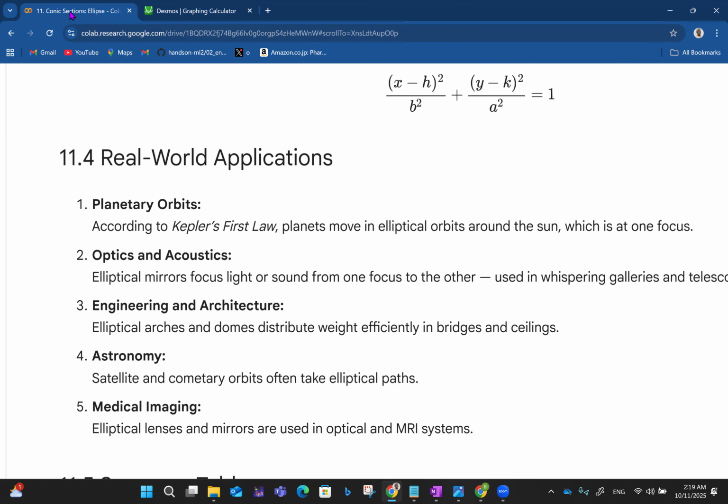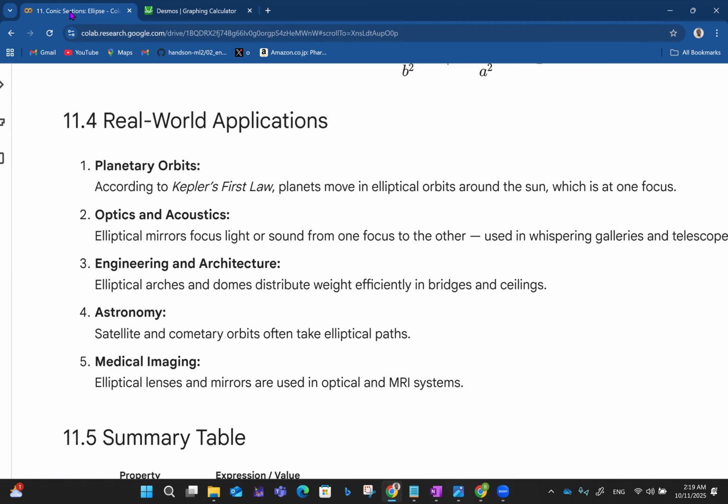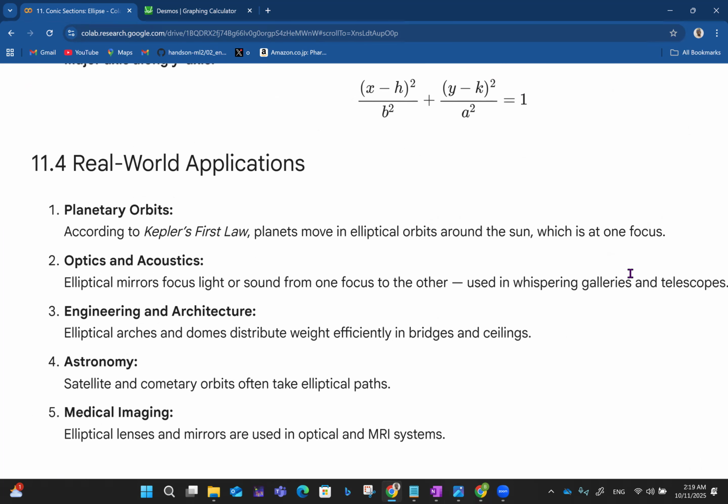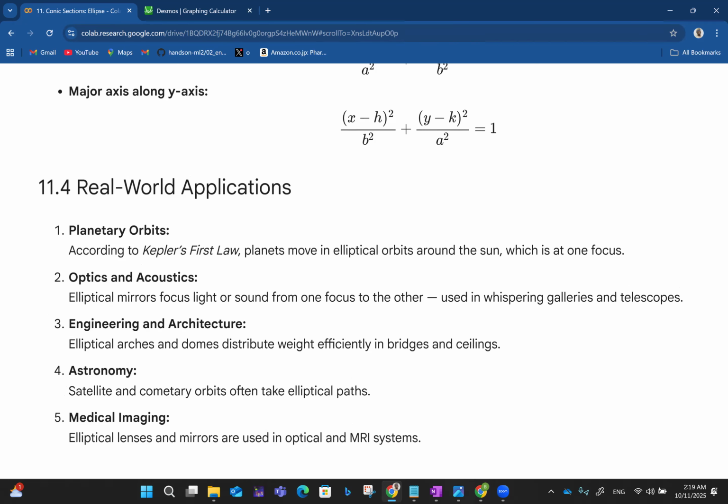So let's look at some real-world applications of ellipses. We have planetary orbits. According to Kepler's first law, planets move in elliptical orbits around the sun, which is at one focus. Then we also have optics and acoustics. Elliptical mirrors focus light or sound from one focus to the other, used in whispering galleries and telescopes.